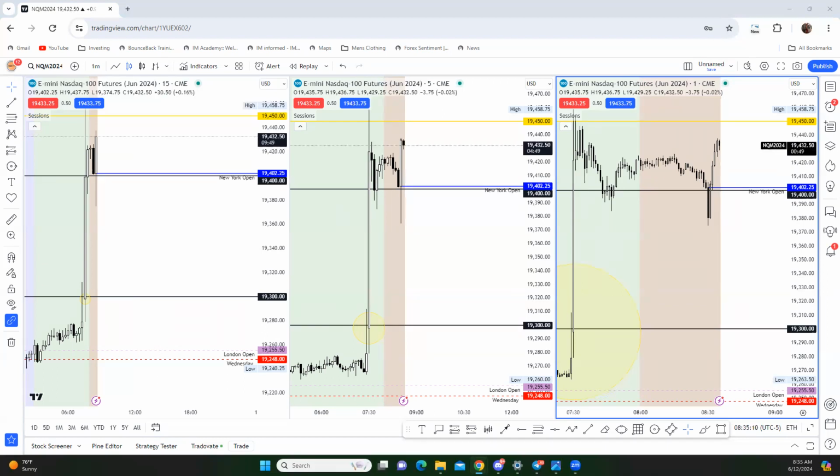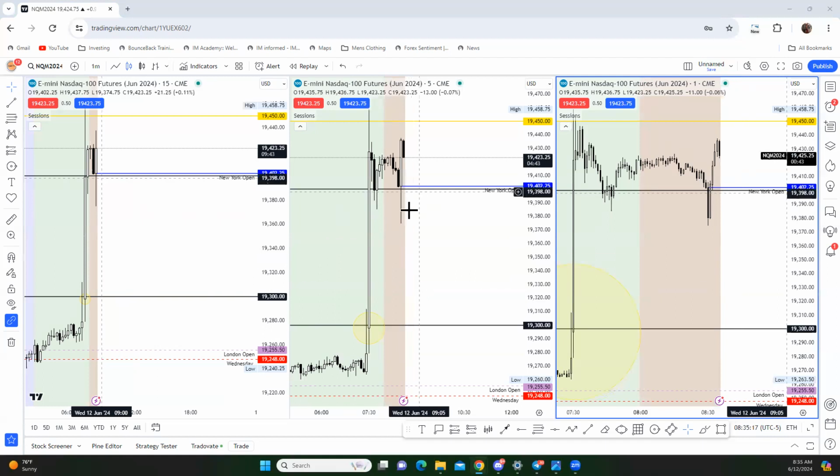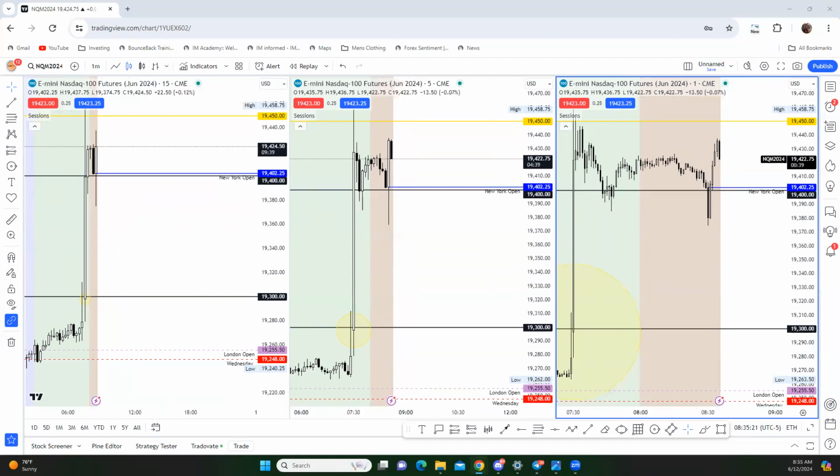So first 5 minute close was strong. So I want to watch how price formulates in this area now. Does it go back below and come up? Give me a chance. Like, what's it going to do?